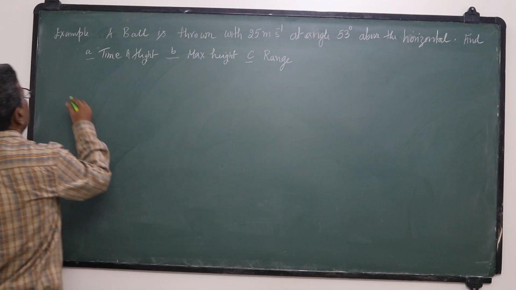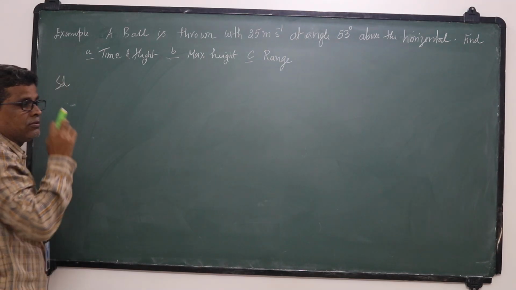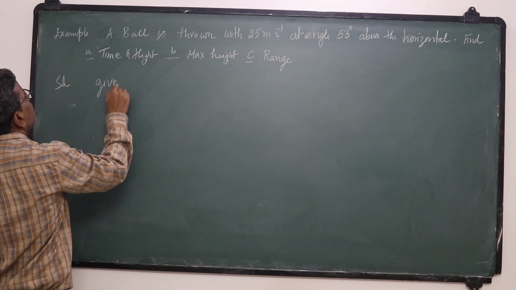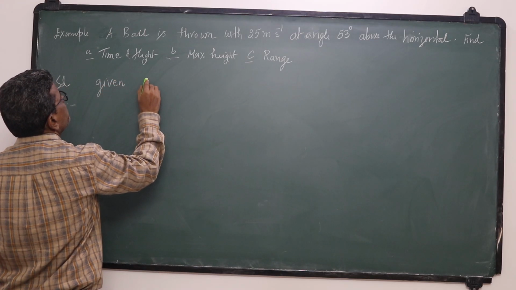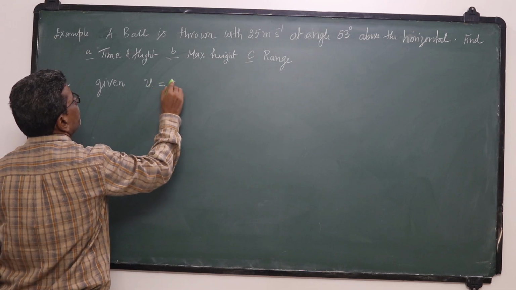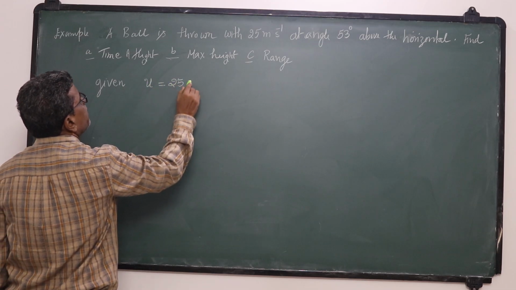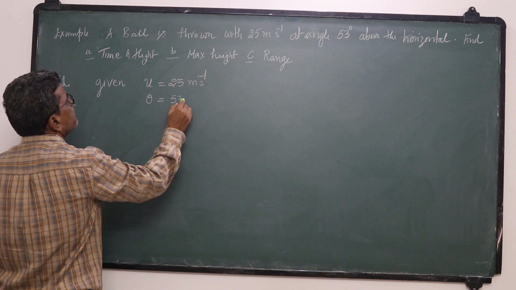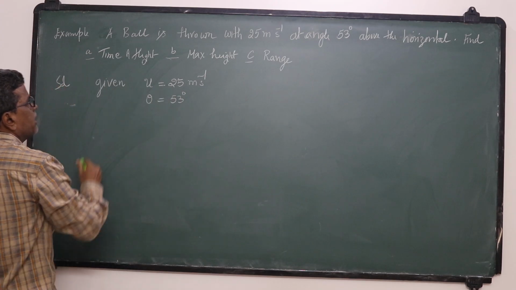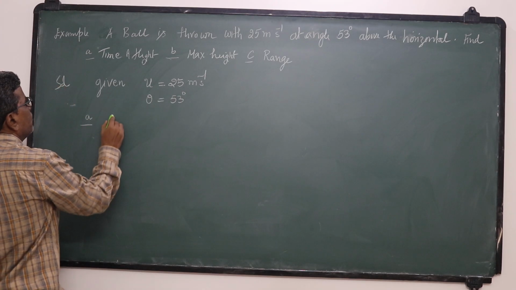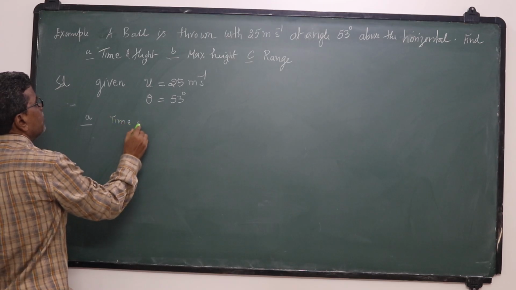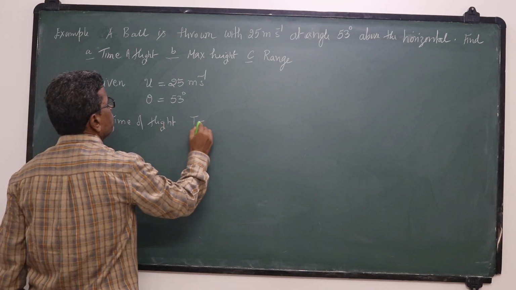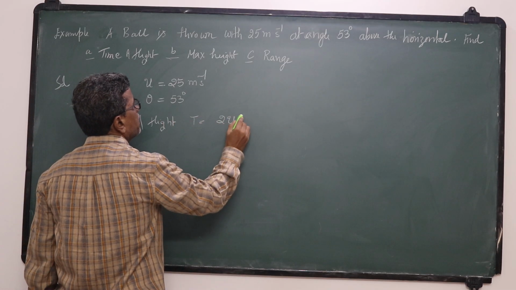So, what is the given data? Solution. U, the initial velocity, is equal to 25 meter second inverse. Angle of projection is 53 degrees. A, time of flight. Time of flight is given by T is equal to 2U sin theta by g.